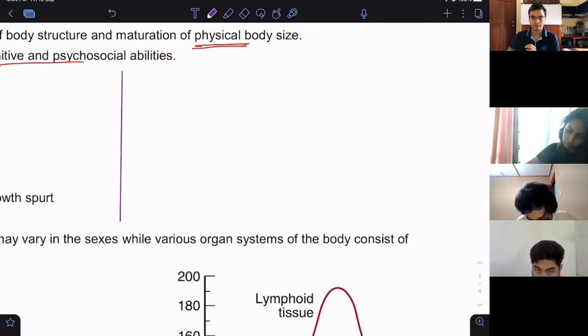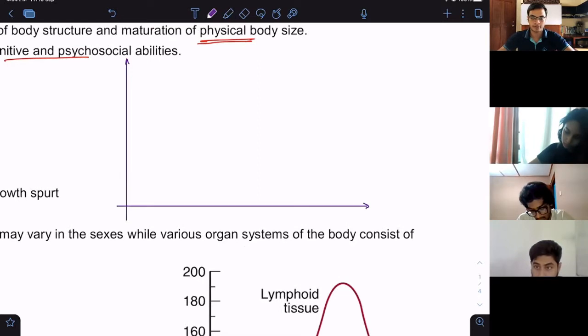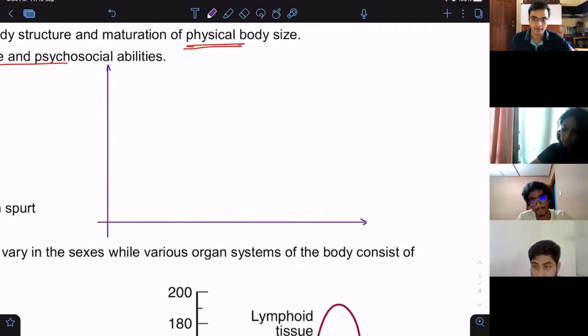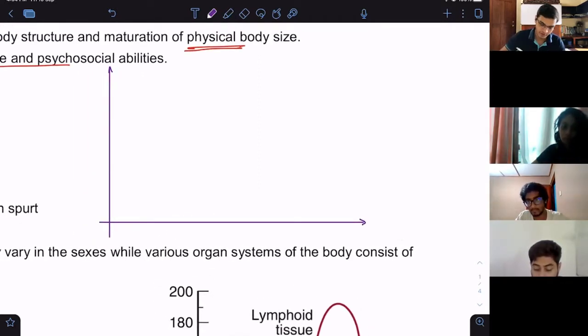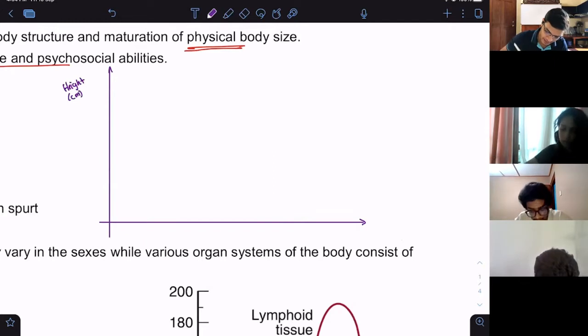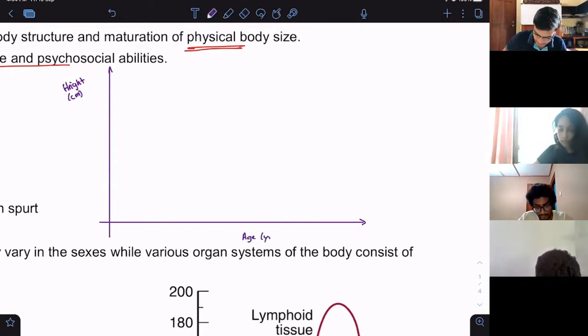Okay, give me a second, screen is stuck. Okay, can you all see this? Yeah, okay. Height for age curve, right? So in this axis, we put the height in centimeters, and here we put the age in years, right?